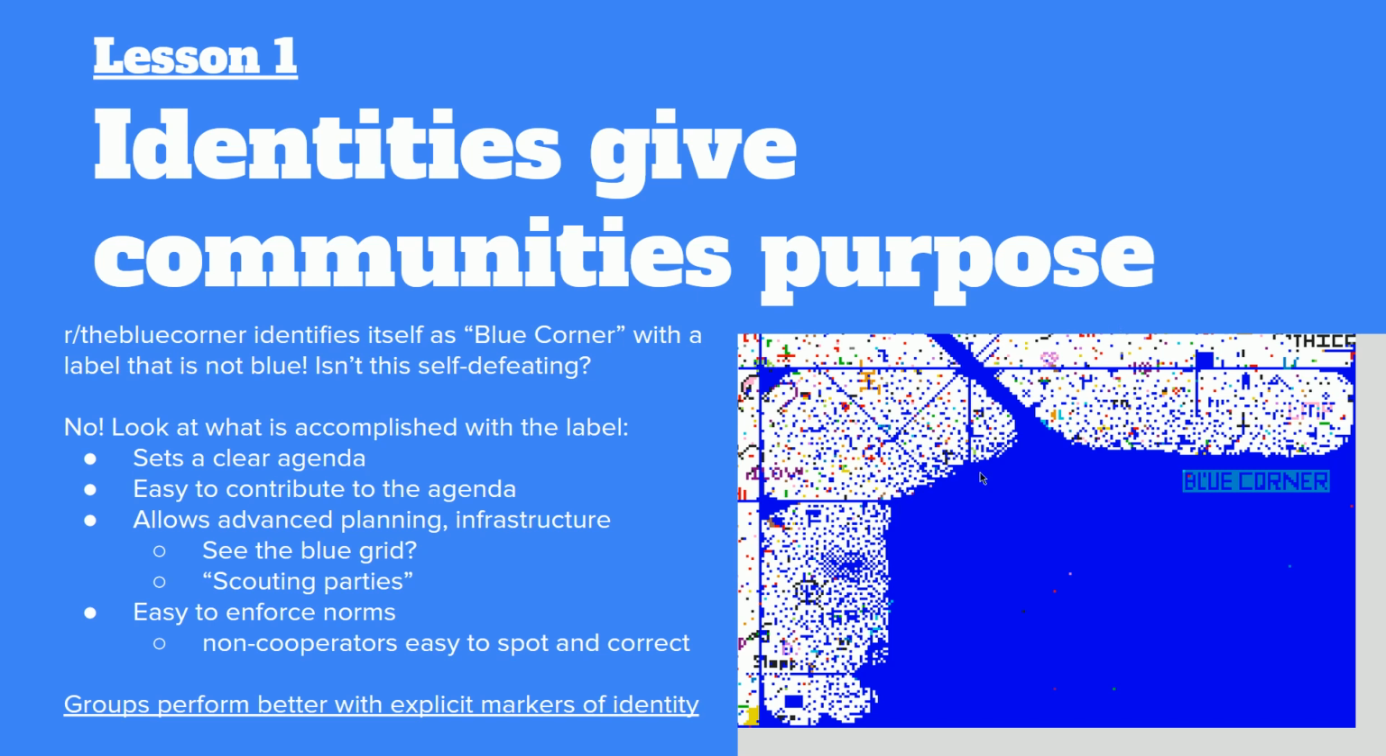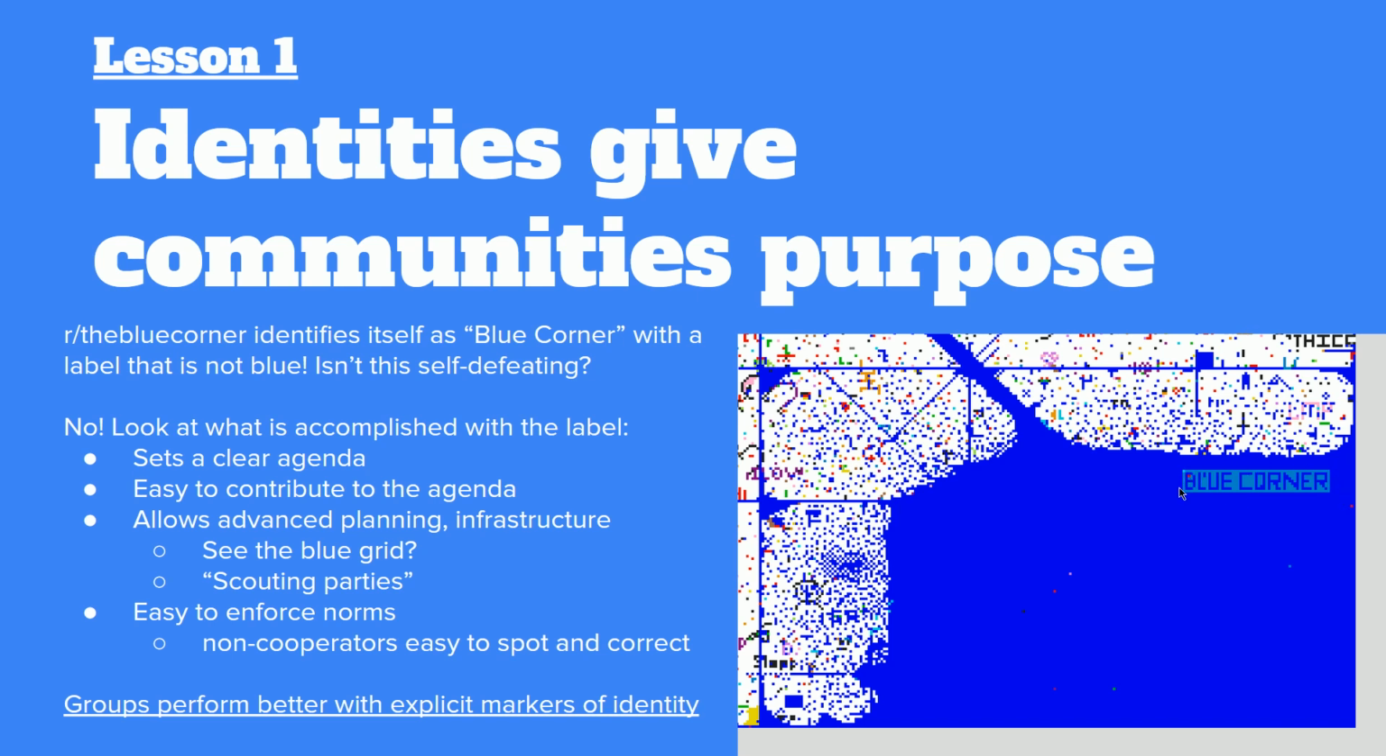So this is early on in the blue corner. You can see most of it's blue. You can see there are a few stray pixels. But I think the most relevant thing here is the words blue corner. So remember that everything that's on this image has to be written one pixel at a time every 10 minutes. So writing out blue corner here takes a significant amount of effort.